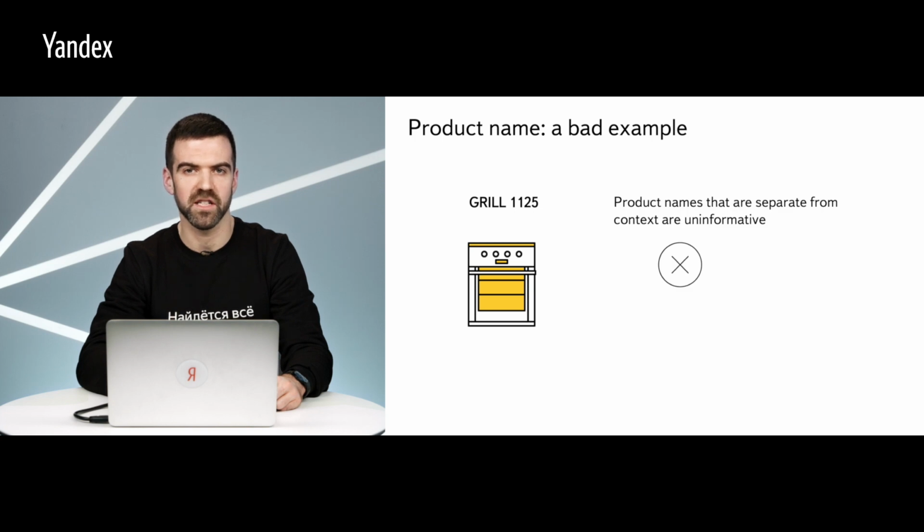What are the characteristics of bad product names? If your product name is short, if it is uninformative, if it contains words that can easily be misunderstood without context, then you've got a bad product name. If you read your product name and don't understand what it is without a picture next to it, or without further explanation, it is a bad product name.